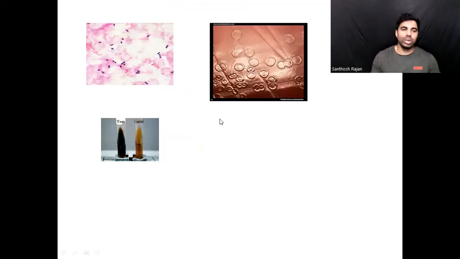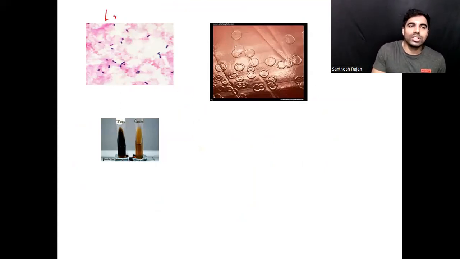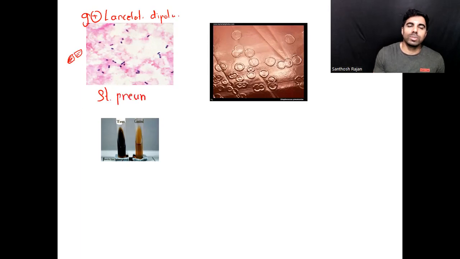Now I have a picture also, and you can tell me. Look at this. This is a lanceolate shape, a lanceolate diplococcus. Purple, so it is gram positive. If a lanceolate gram positive diplococcus question comes, which one is it? Your Streptococcus pneumoniae. Don't forget. The shape is looking like this, lanceolate. That is Streptococcus pneumoniae.